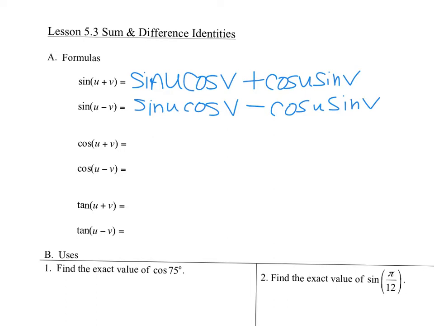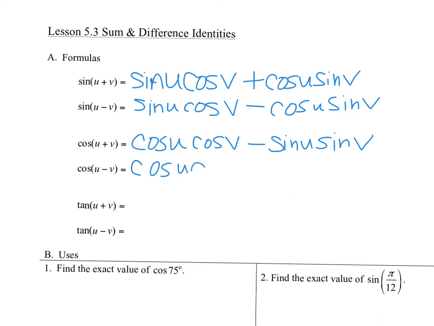Okay. Now the next one, cosine u plus v, is cosine u cosine v minus sine u sine v. Is this the cheer? It is. We're going to cheer it out today. And then cosine of u minus v is cosine u cosine v plus sine u sine v. All right, go ahead and write those down.